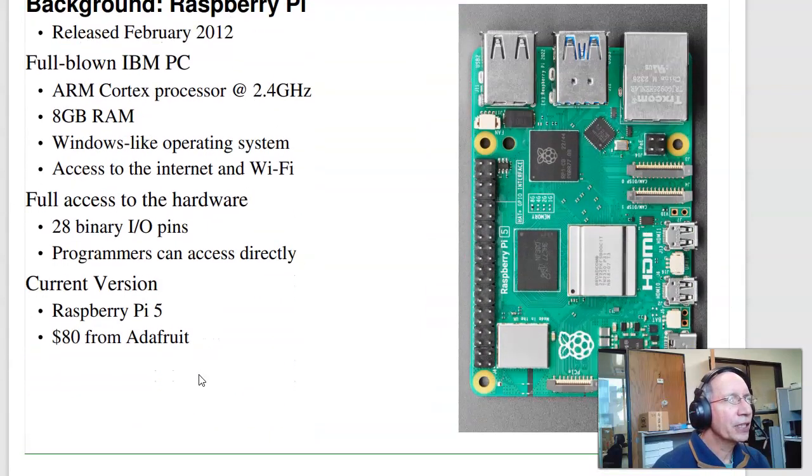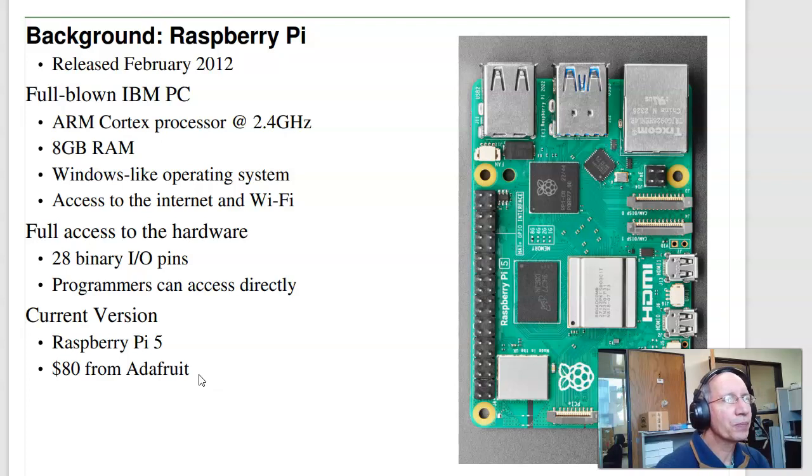So, in the year 2012, the Raspberry Pi came out. Now, the Raspberry Pi is a full-blown IBM PC built around an ARM Cortex processor with 8 GB of RAM. The operating system looks very much like Windows, gives you access to the internet, access to Wi-Fi, but it's designed to give you complete access to the I/O pins. So all these different pins over here are the I/O pins. You can read from them, you can write to them very easily with the Raspberry Pi. So this kind of goes back to the old days of the PC. It's a PC designed for engineers.